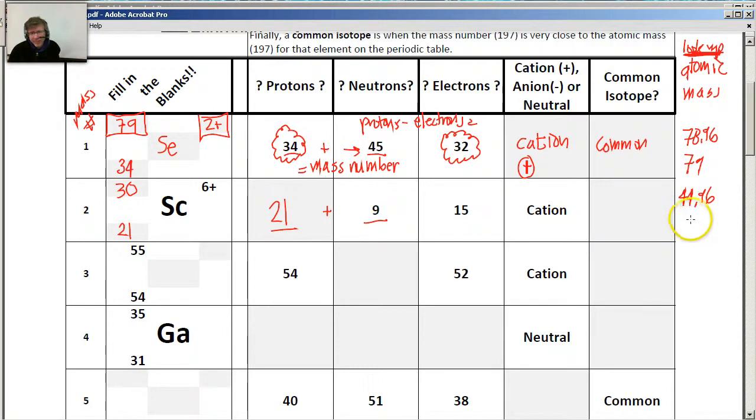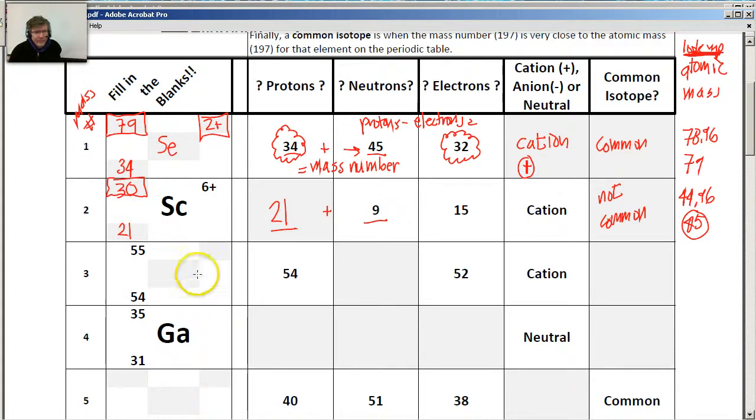And check this out. If the atomic mass is 44.96, so about 45, then this number is not the same as this number here. So this is an isotope of scandium, the mass of which is not close to what the mass of scandium should be in the real world. So this is not common. You can write common, you can write not common, you can write no. We're good. Alright, next one. Moving on. Please follow along. Take notes. Ask questions next time you see me.